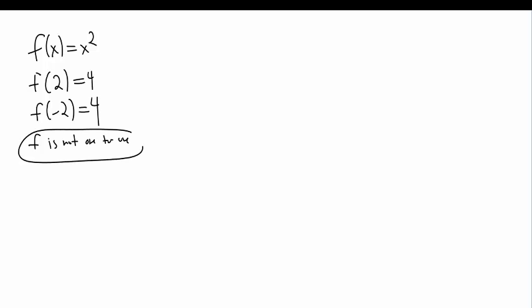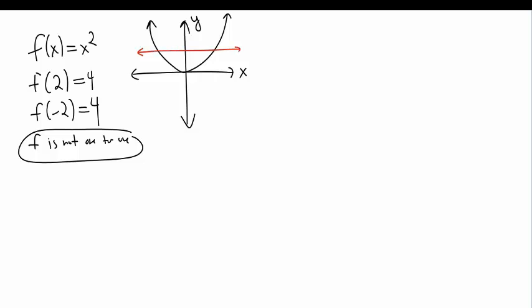Now this is reflected in the graph in the following way. If I were to graph y equals f of x, the fact that 4 is an output associated to multiple inputs means that the horizontal line y equals 4 intersects the graph in more than one point.